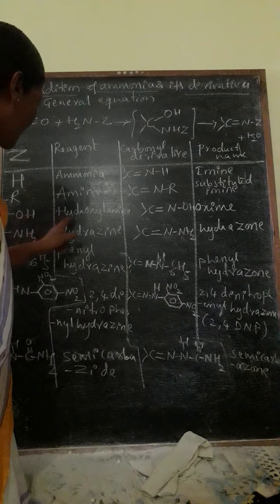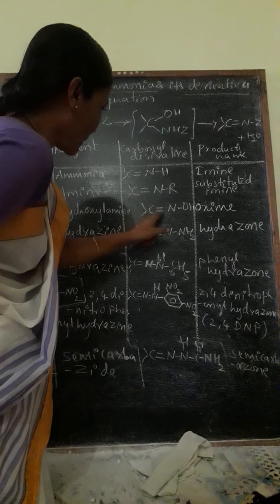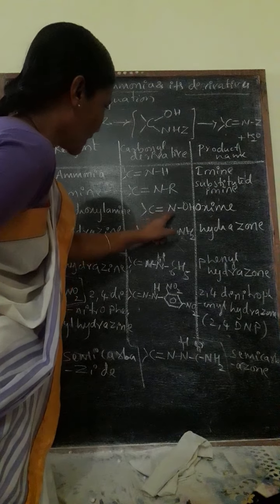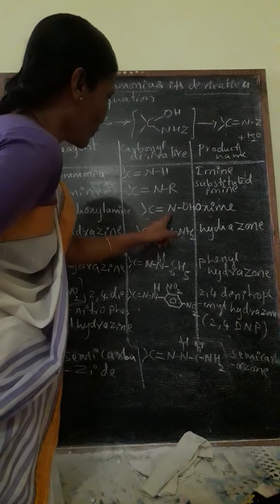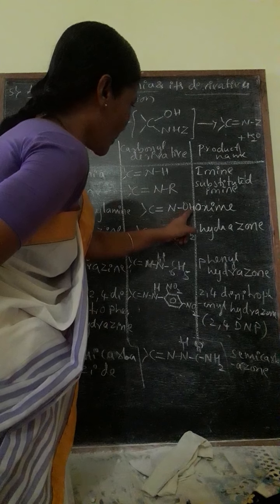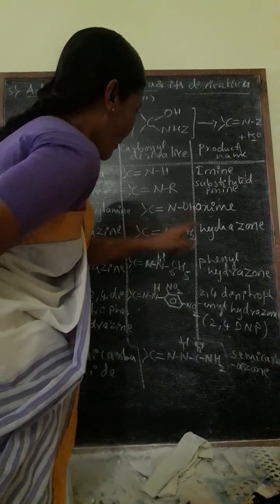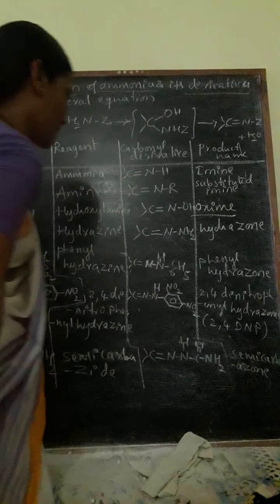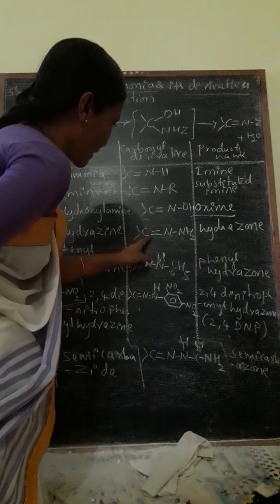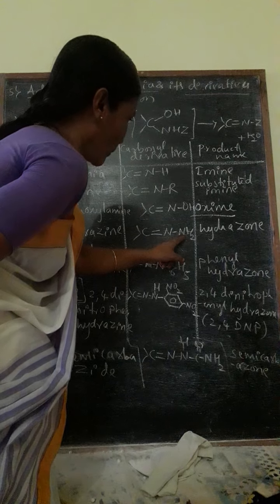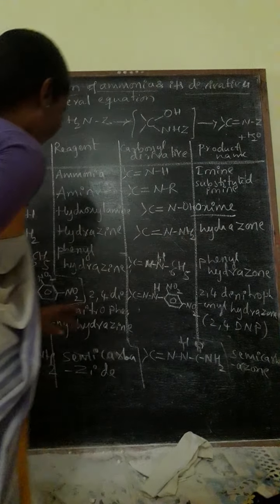Next, OH, that is hydroxylamine. The formula of that product is C double bond NOH. In all cases, carbon is satisfied by valency 4, nitrogen is 3, oxygen is 2, hydrogen is 1. Wherever the nitrogen is containing OH, the product is named generally as oxime. Next, hydrazine is used. Now the product is C double bond N NH2 and the name becomes hydrazone. Hydrazine gives hydrazone.